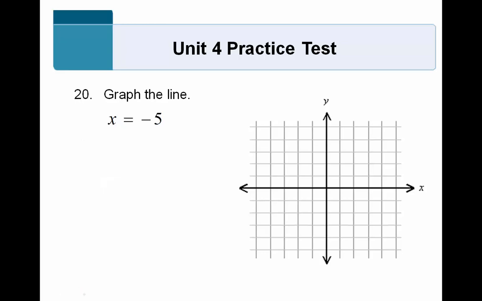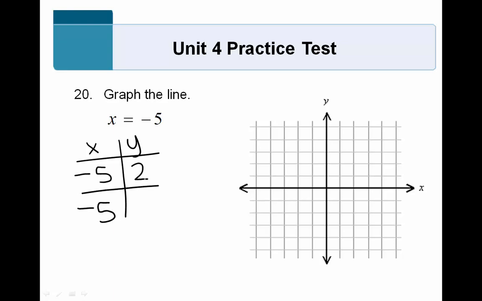Graph the line x equals negative 5. You can do this the same way. Only now x has to be negative 5. So let's say y is, I don't know, 2 and 4. It doesn't matter. Y can be anything. So that will be left negative 5, 1, 2, 3, 4, 5, and up 2. Left negative 5 and up 4, 1, 2, 3, 4. You can see that that is going to create a vertical line at x equals negative 5. So that's the graph of that line.